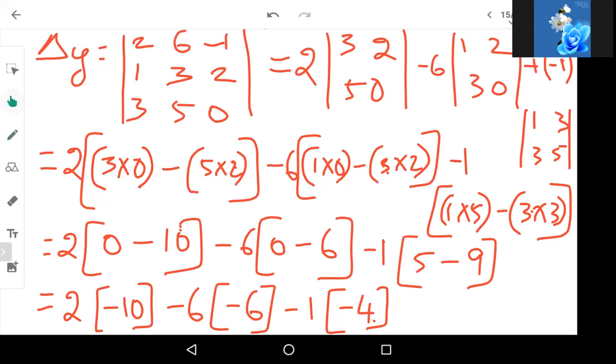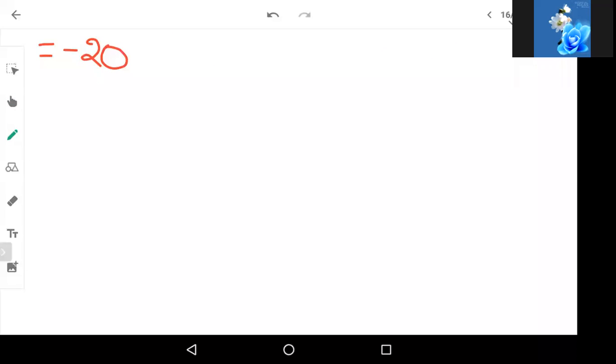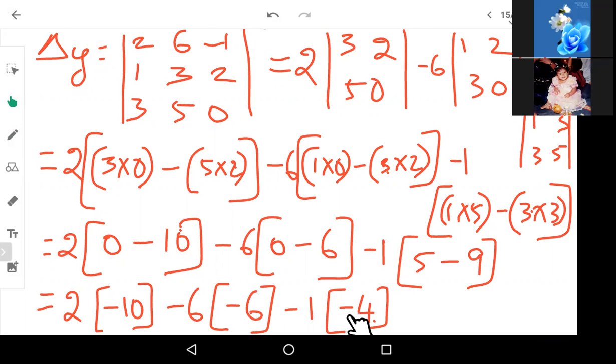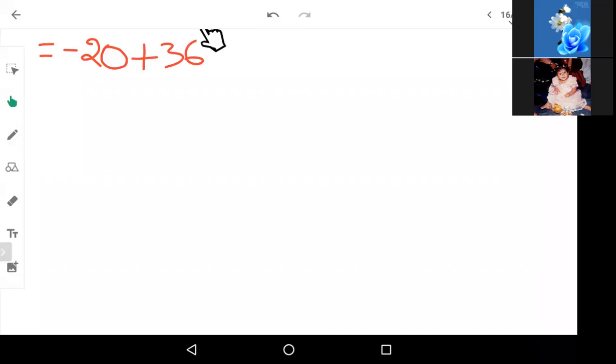Then minus 6 into minus 6. 6 6s are 36. Minus into minus is plus, so plus 36. And then minus 1 into minus 4. 4 ones are 4. Minus into minus is plus. So you will have plus 4.